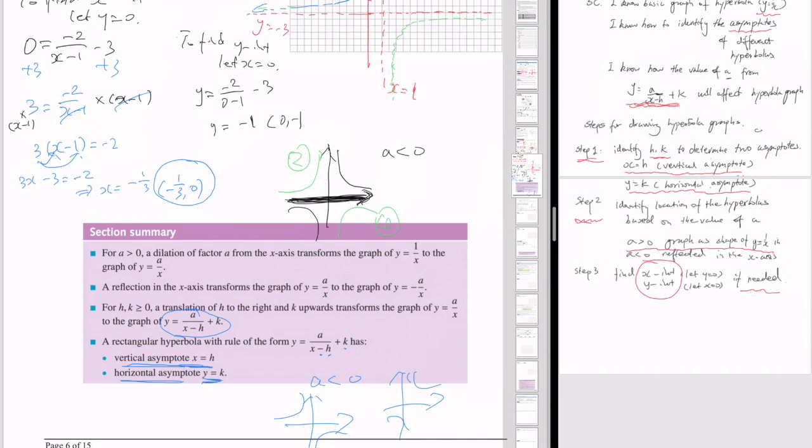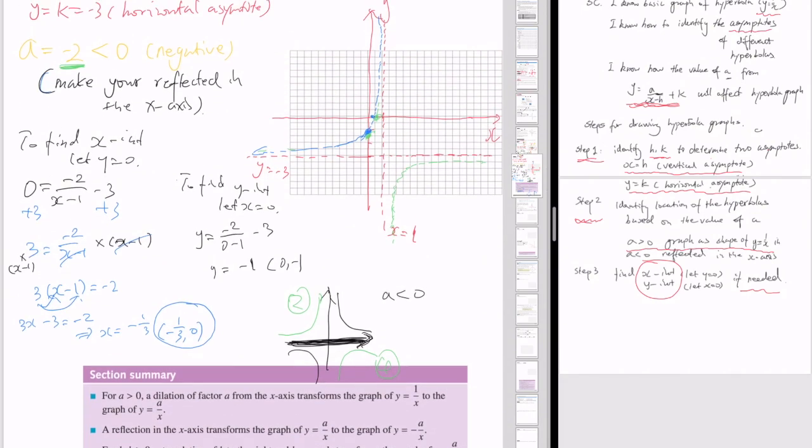Oh, talking about that, I forgot to label them on my graph. Okay, so coming back to my graph, this will be my negative 1 over 3, 0, and this will be my 0, negative 1. Okay, label them, and then thanks for listening.